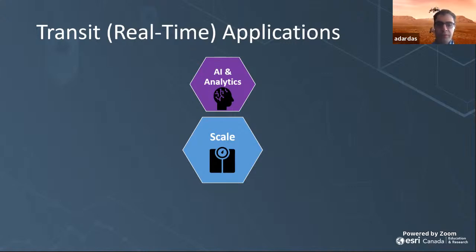And this AI combines with analytics, which can be very generic, from descriptive statistics to more advanced, in this context, geospatial or geostatistical models, like interpolation as an example, or hotspot. But these two, scale and AI and analytics, encompass how we apply this in transit.